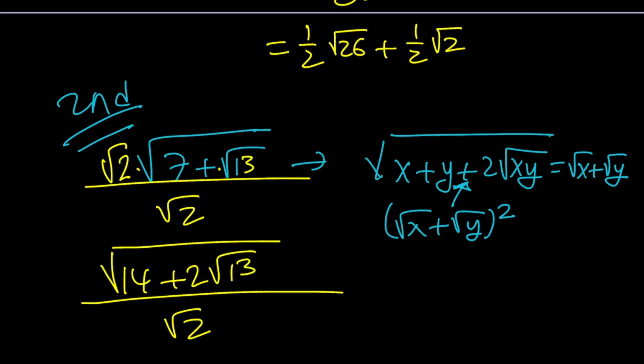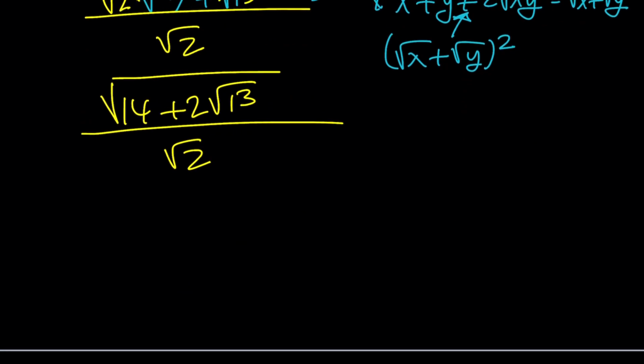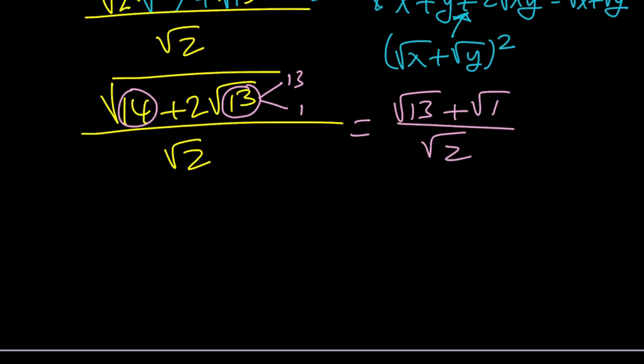And now we're looking for the following. Two numbers, and this is kind of like going back to factoring, but two numbers whose product is 13 and whose sum is 14. Those numbers are 13 and 1. Therefore, this can be written as square root of 13 plus the square root of 1 divided by square root of 2. And guess what? That brings you the exact same answer.